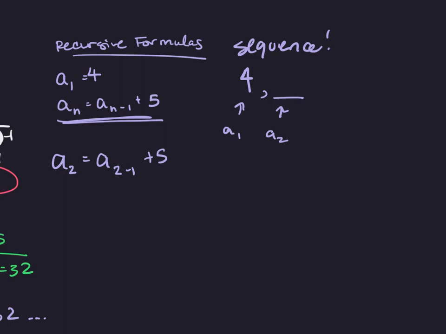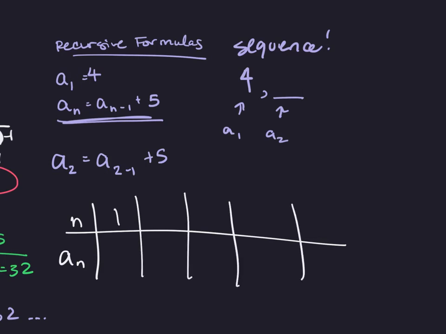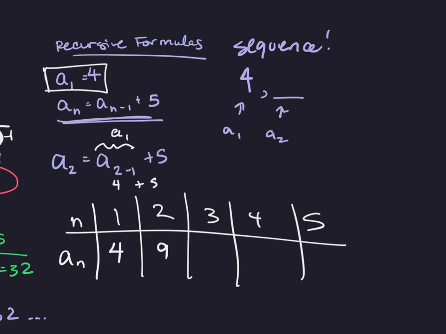And you'll notice if we have our n and then a sub n, 1, 2, 3, 4, 5, all I'm doing is I'm plugging in 2 for n. So if I plug this 2 in for n, hey, I know what this is, because a sub 2 minus 1, this is just a sub 1. And I already know that a sub 1 is 4. So this is like 4 plus 5. So the next one is going to be 9. So the first one is 4. So a sub 2 would be 9.